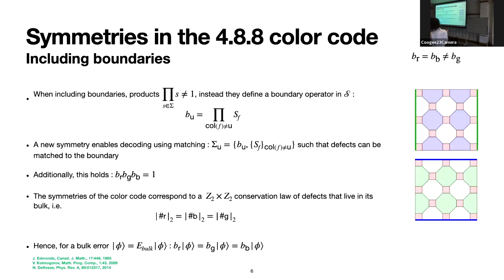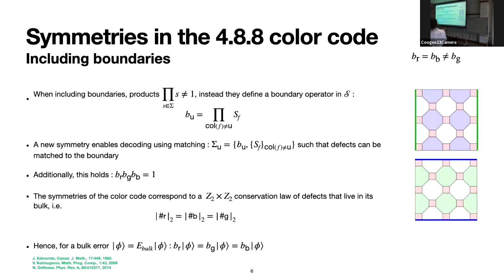And so a new symmetry that we can use for decoding requires including the boundary operator in the symmetry. For each color, we define the symmetries this way. That implies that we can now match defects at the boundary. Also, if we take the product of the boundary operators, the red boundary is not super obvious on the square hexagonal code, but it's basically at the corners. If we take the product of those, we get the identity. So, nice symmetry again.